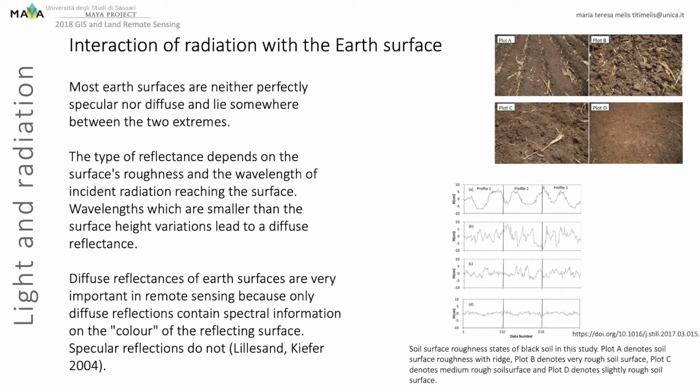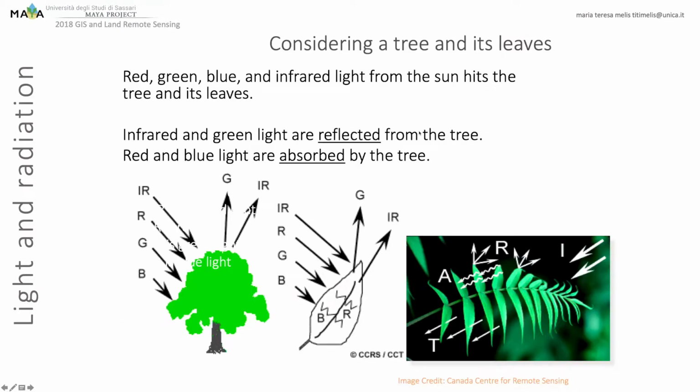And the roughness is one of the information that we can collect in the field to analyze this reflected radiation. And here you see some different plots of crops that have a different roughness.